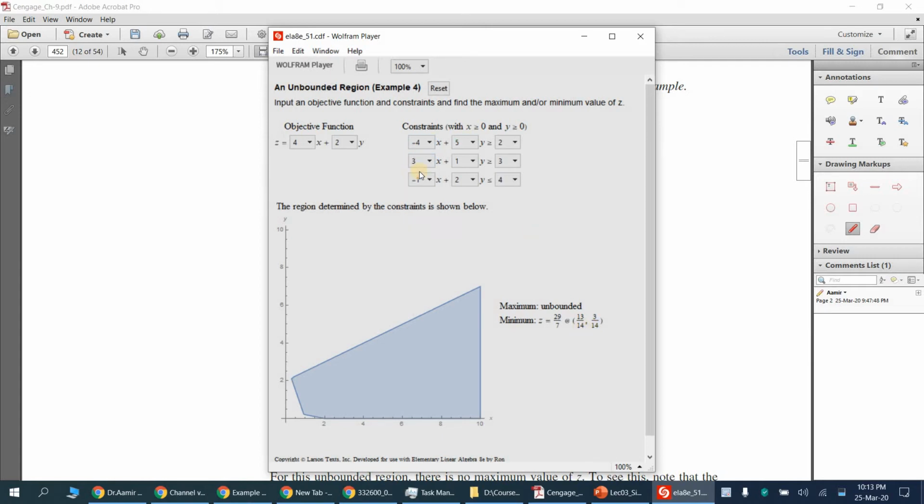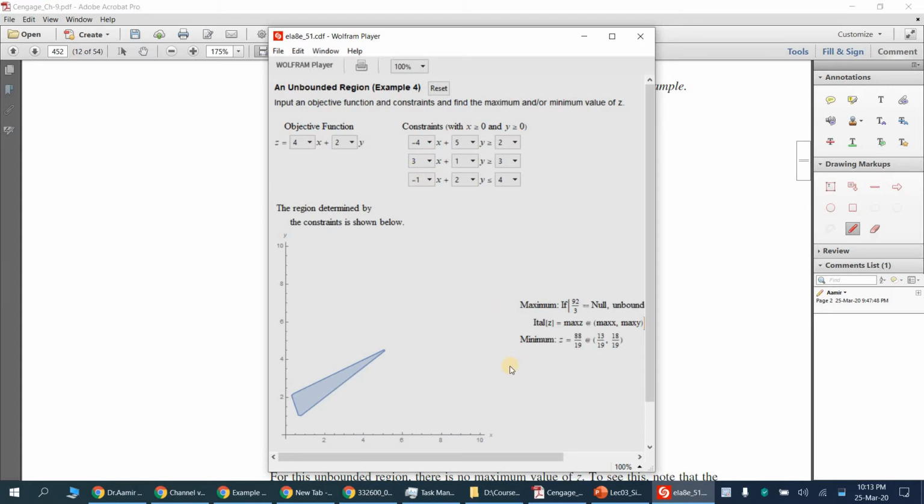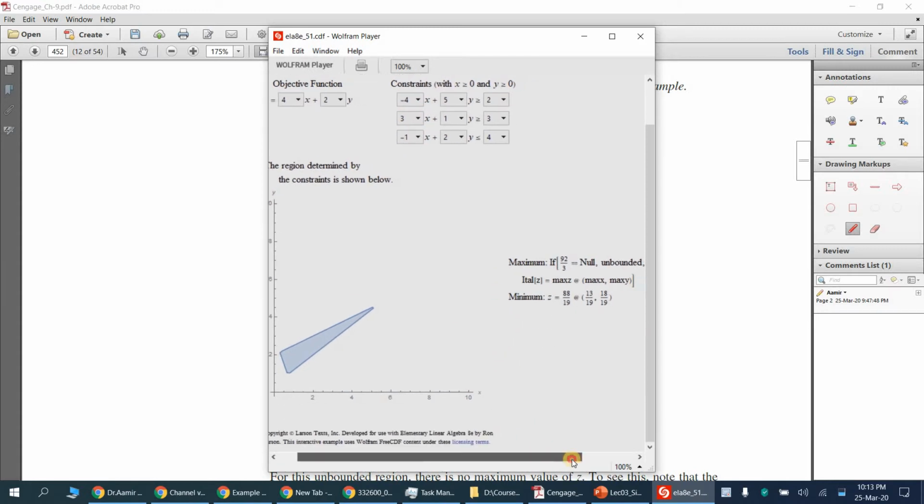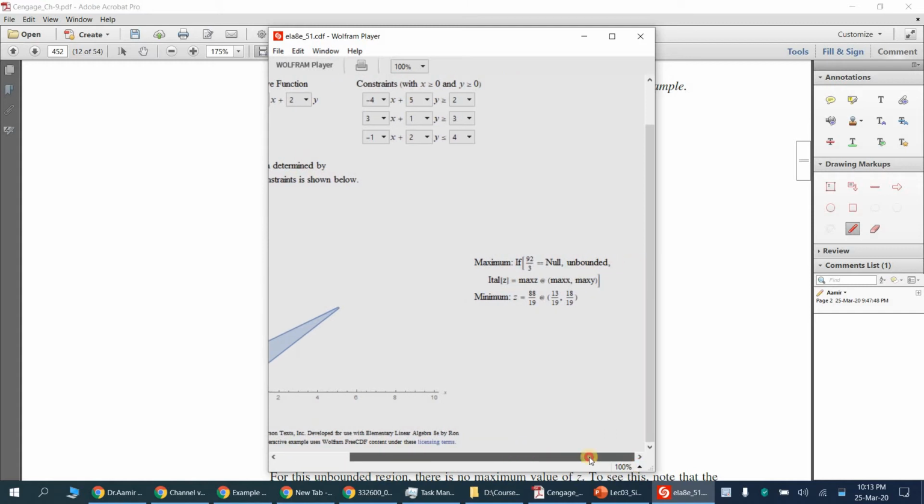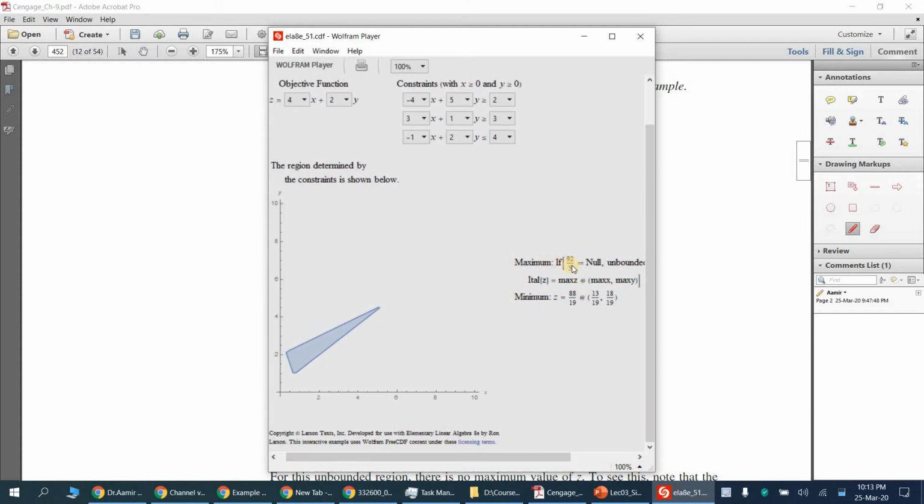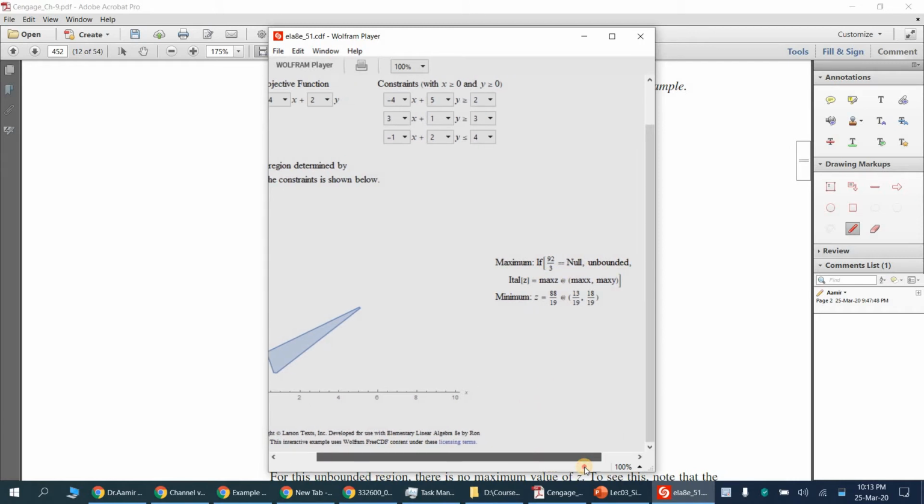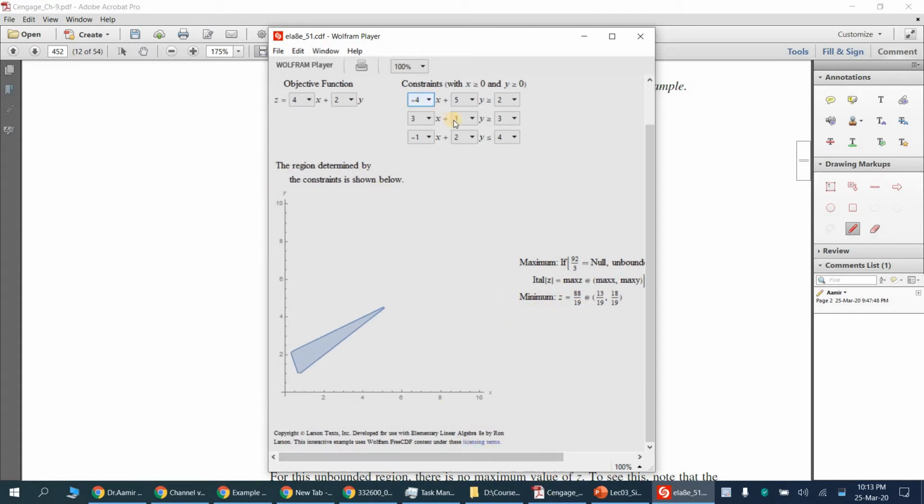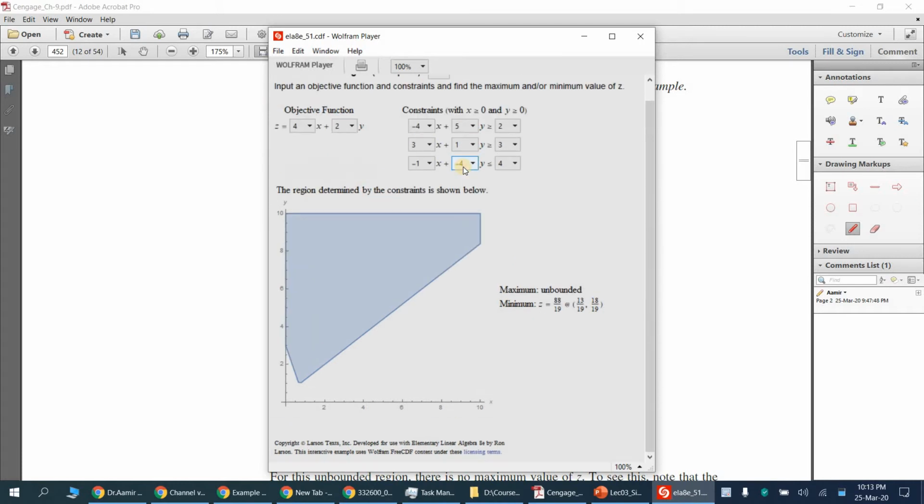I don't know, maybe I try something else. Now here you see, here it is giving you some values. Maximize only occurs if... 92 over 3, null, unbounded, and minimize occurs at this location. So this needs to be checked in more detail. Here maximize is unbounded and minimize occurs at this location.